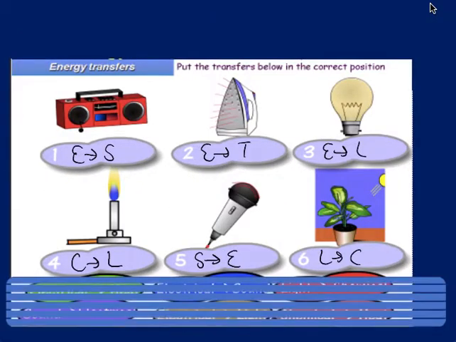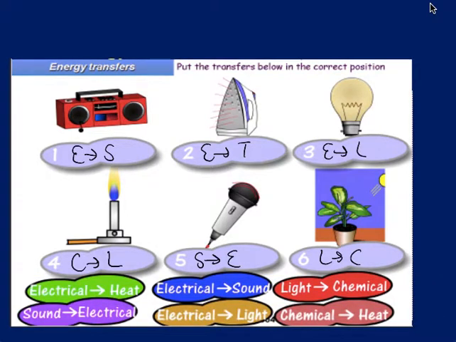So in terms of our energy transfers then, first one is electrical to sound. Second one is electrical to thermal energy or heat. Third is electrical to light or solar energy. 4 is chemical, because this is a fuel that's burning and it's being turned into light or heat.